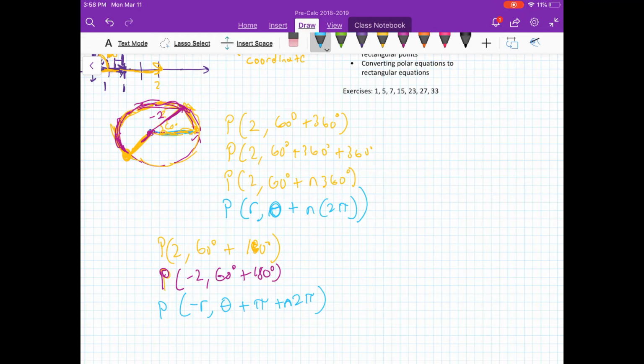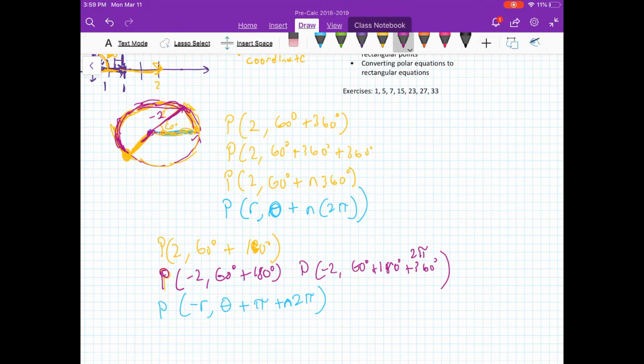Because you can think about it this way: if I was to take p and multiply by negative 2, and then 60 degrees plus 180 degrees plus 360 degrees, I can add another 2 pi. I can add another 360 degrees as many times as I want to. So using this kind of notation is another way to write the exact same point. So there's a number of different ways we can write this point.